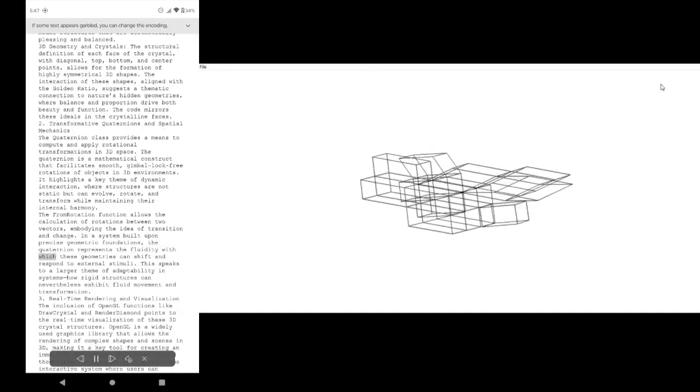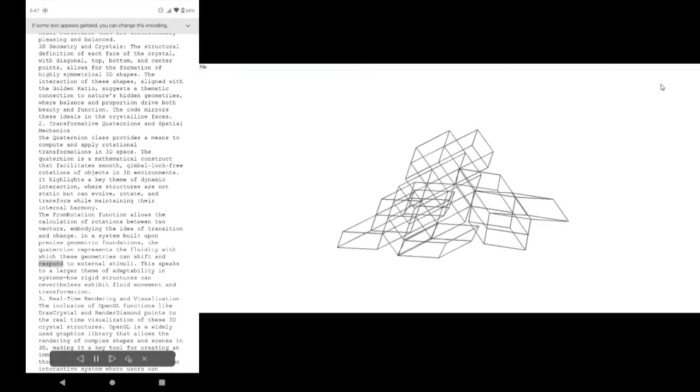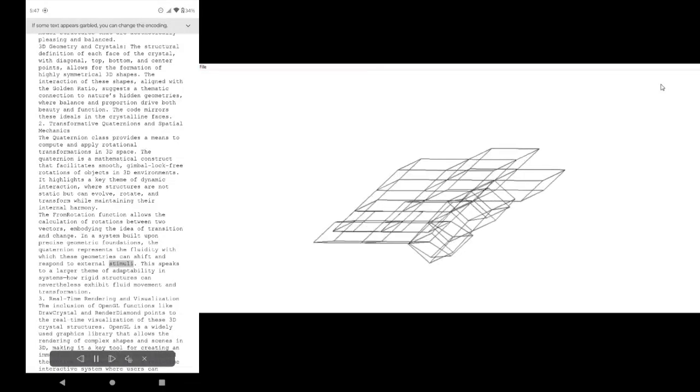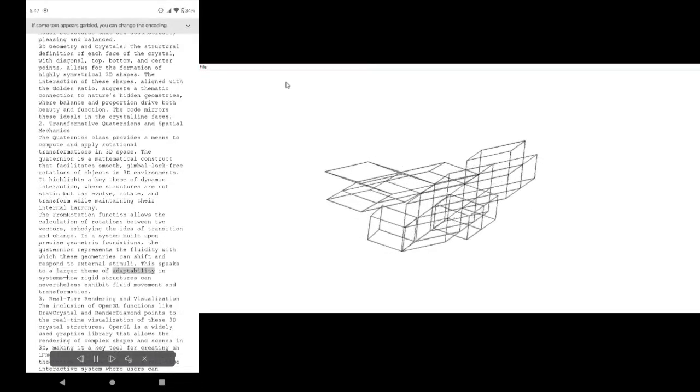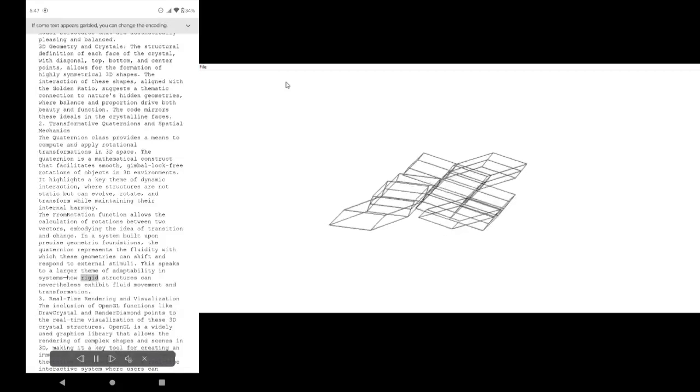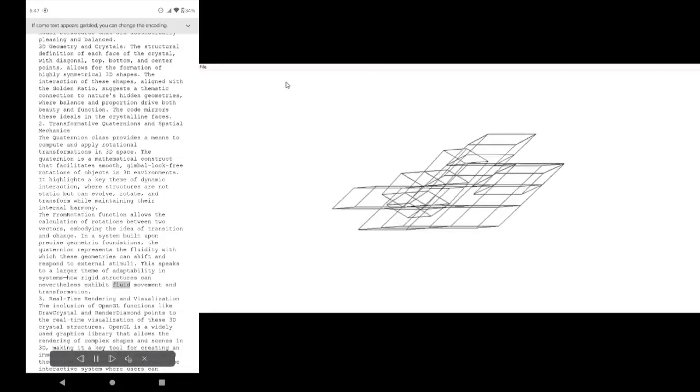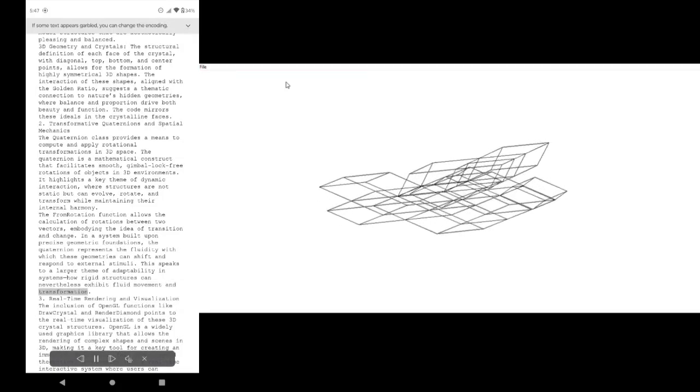transition and change. In a system built upon precise geometric foundations, the quaternion represents the fluidity with which these geometries can shift and respond to external stimuli. This speaks to a larger theme of adaptability in systems, how rigid structures can nevertheless exhibit fluid movement and transformation.